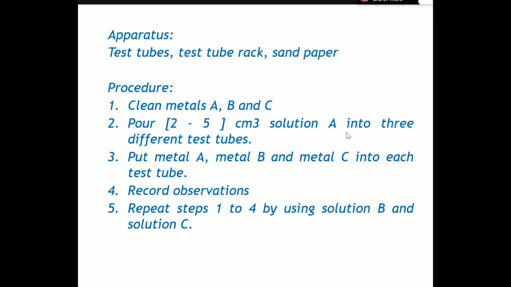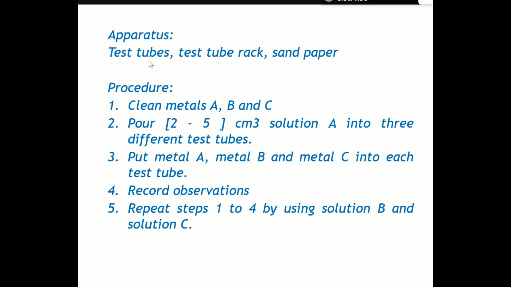So the apparatus must mention test tube rack, then sandpaper. Sandpaper is very important because you need to clean the oxide layer on the metal strip. If you mention test tube, there must be the test tube rack. But some of them want to use a small beaker. If you mention small beakers like 50 ml, then you no need to mention the test tube.